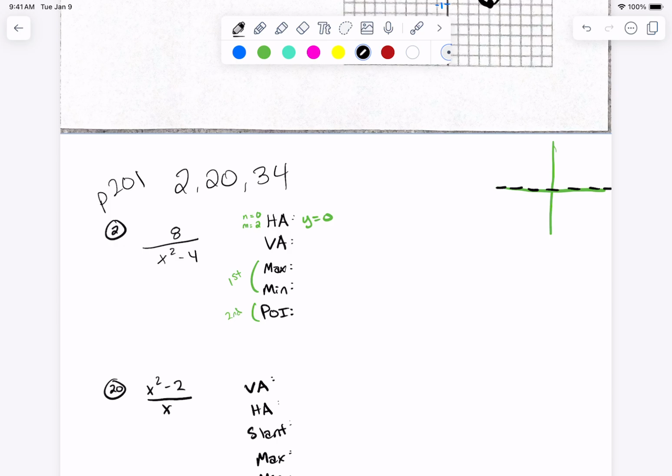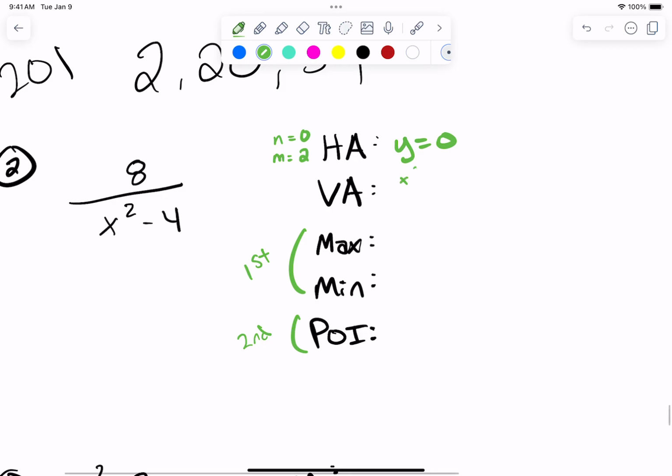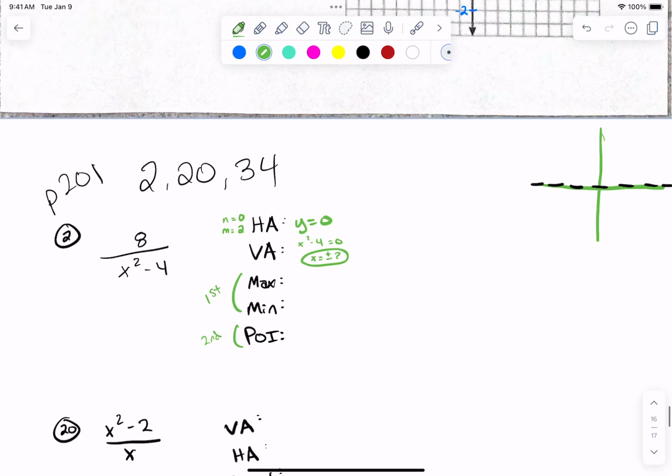Okay. Next, the VA. Set the denominator equal to 0. So x squared minus 4 equals 0. Can you guys do that in your head? Add the 4, take the square root, x equals plus or minus 2. So we have 2 VAs, right there, plus and minus 2. There he is. Okay. All right. Now we have to do our first derivative.